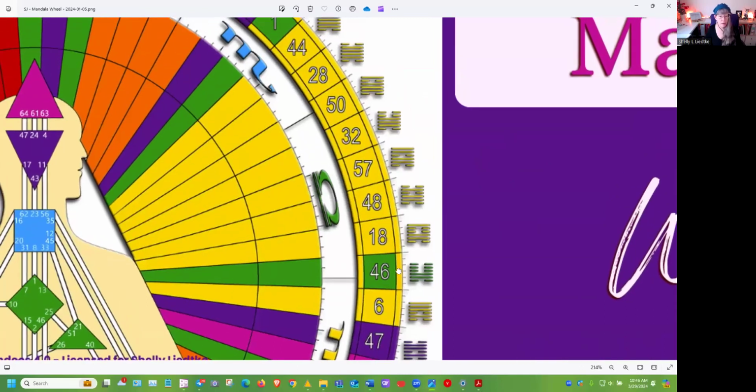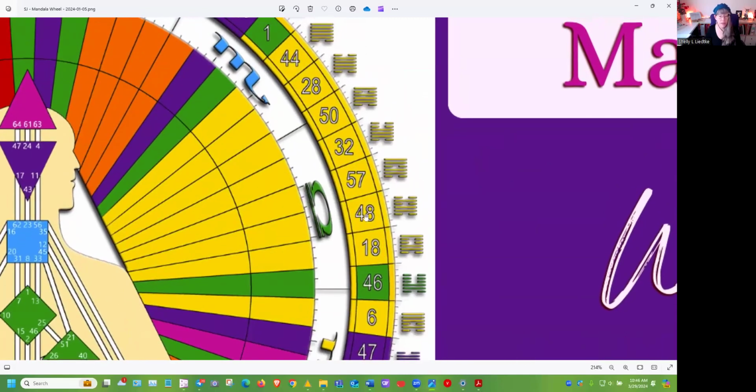All right, we have gate 48 next. So gate 48 is the gate of the well. It's depth of knowledge and wisdom. So this is an individual, if you have gate 48 activated in your design, then you would be an individual that loves, loves, loves to study.